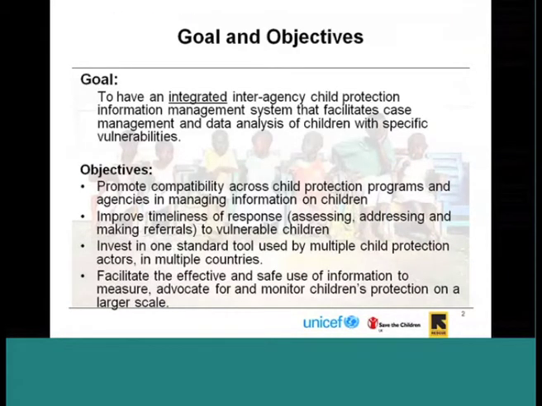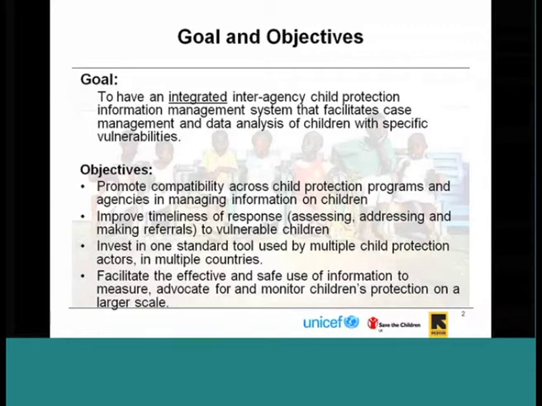So just quickly, the Interagency Information Management System is a system which facilitates case management and data analysis for children. And the objectives are to promote compatibility across child protection programs, improve timeliness of response, invest in one standard tool which can be used by multiple child protection actors in various countries, and facilitate the effective and safe use of information to protect children on a large scale.